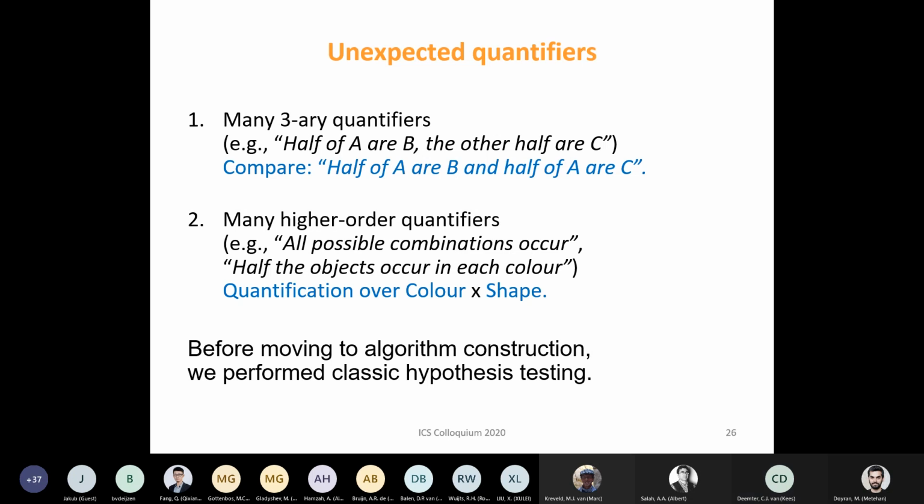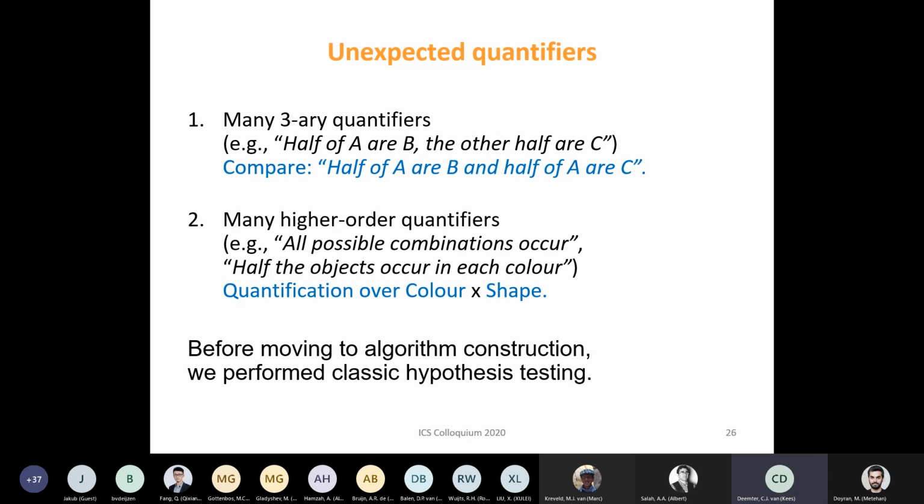What did we find? First of all, we found some rather unexpected quantifiers, like quantifiers that aren't binary but ternary, like "half of the A's are B's, the other half are C." Also higher order quantifiers, like "all possible combinations occur," right? If there are only 4 objects and you have 4 types of objects, that can be a very efficient way to describe the situation. And indeed, many of our subjects did.